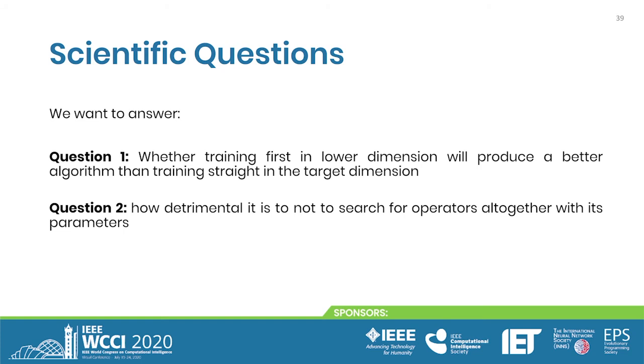Okay, we had those 2 problems. We then made 2 suggestions. Now we have to test them. We want to answer whether training first in lower dimension will produce a better algorithm than training straight in the targeted dimension, and how much impact it will have when ignoring the meta parameters during the search.